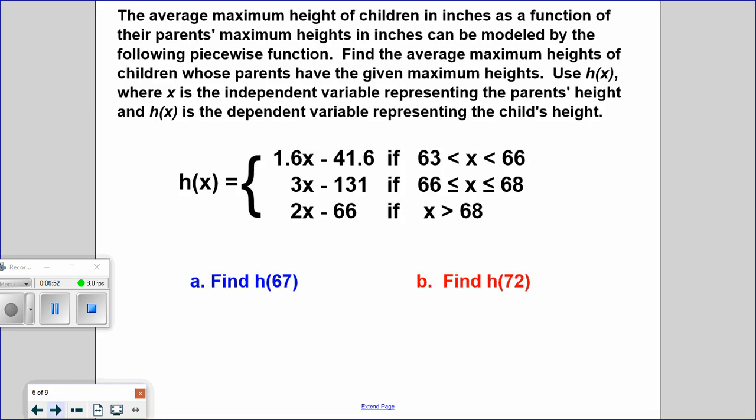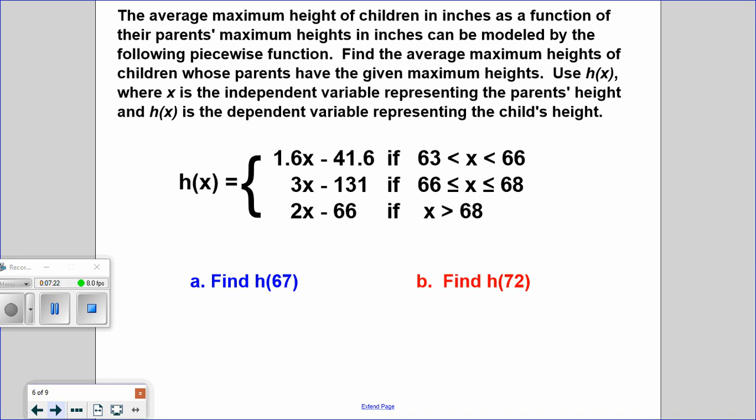Next one. Wow, that's a lot of words at the top, isn't it? It's just explaining this function to us. It's saying average max height of children in inches as a function of their parents' max height in inches can be modeled by the following piecewise function. Find the average maximum height of children whose parents have the given maximum heights. Use h of x where x is the independent variable. That's a lot of stuff. It's just explaining what this is. It's basically saying if this is the parent's height, this function estimates for us what the kid's height could be.